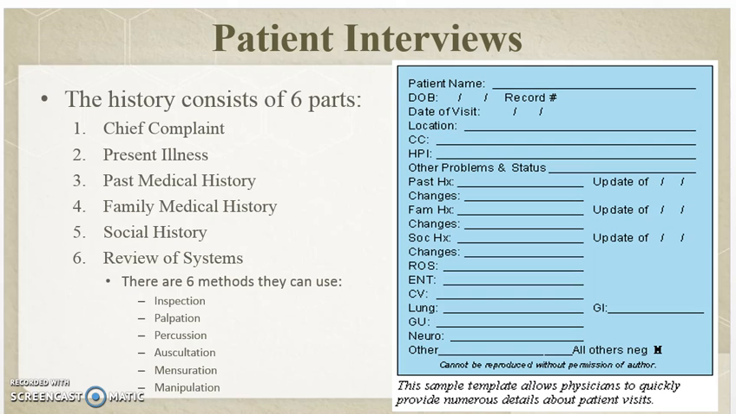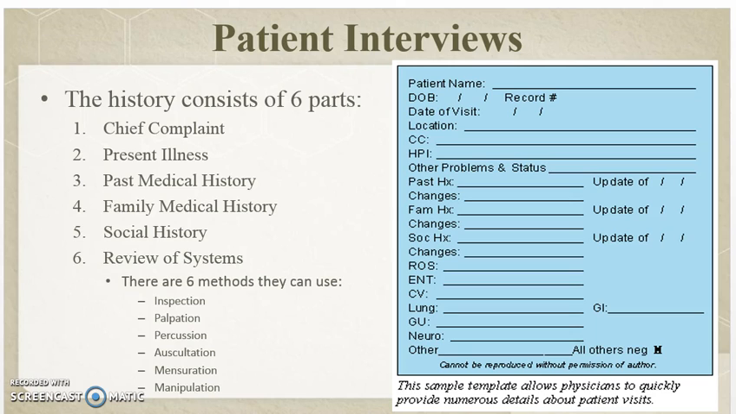Then there's interviewing a patient. This is completed when we take a patient's health history. It's broken down into 6 categories: the chief complaint, the present illness, the past medical history, the family medical history, the social history, and the review of systems. A chief complaint is the reason for the patient's main visit. It's essentially why they're there.